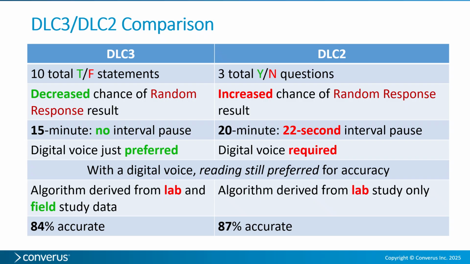DLC3's mean accuracy is 84%, while DLC2's is 87%. In summary, unless you have an examinee struggling with the directed lie concept, we would recommend the DLC3 protocol over the DLC2 for most EyeDetect testing needs.